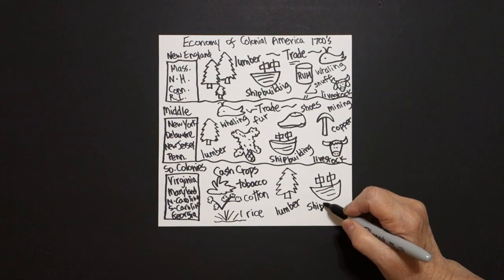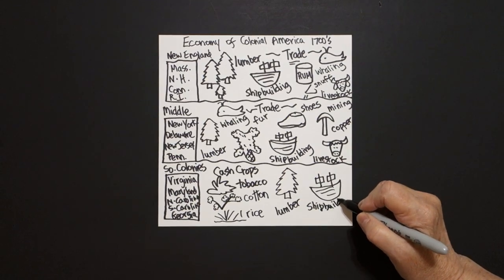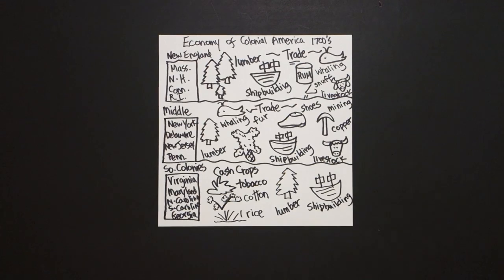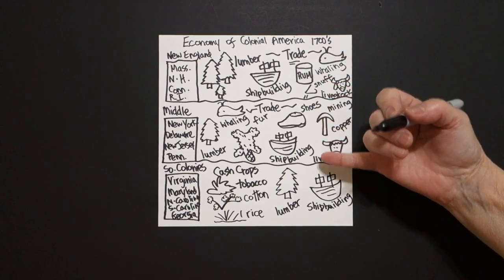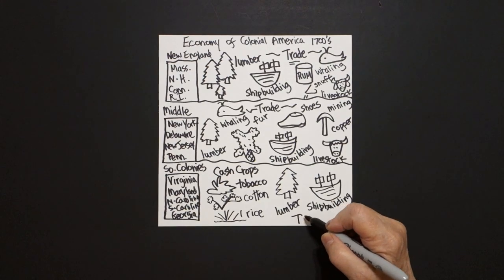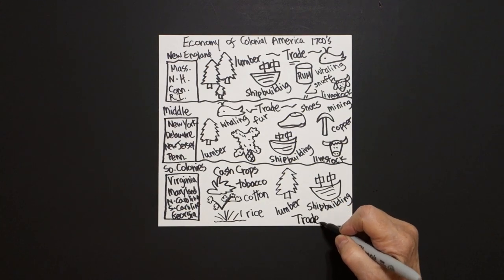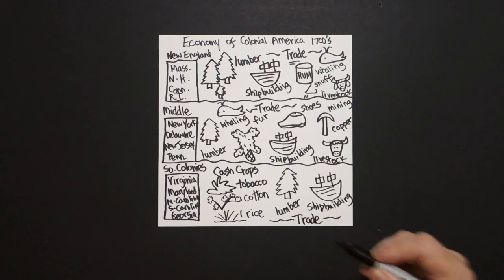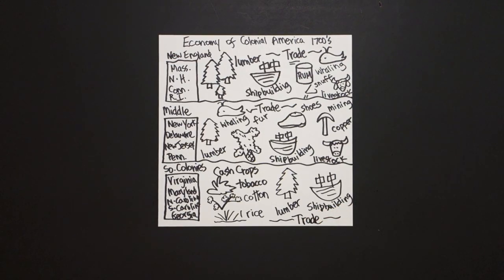Why? Because they have to take those crops over the seas. Shipbuilding is a constant in each one of the colonies. And what is the other constant? Trade. This is how you made your money. Trade. That's another video we'll talk about. All right, let's see how we're going to color this in.